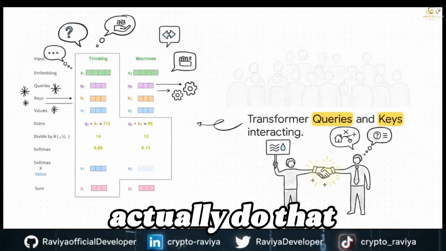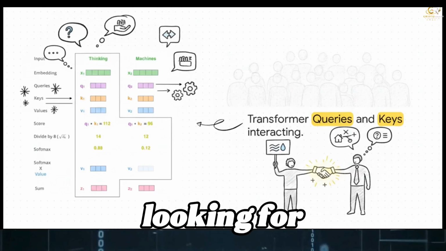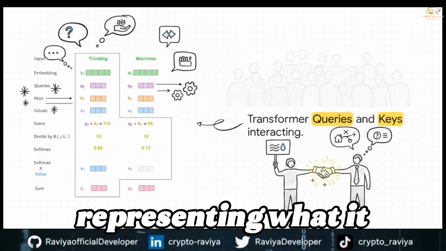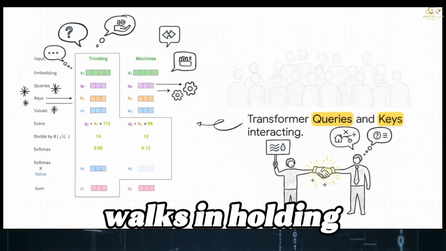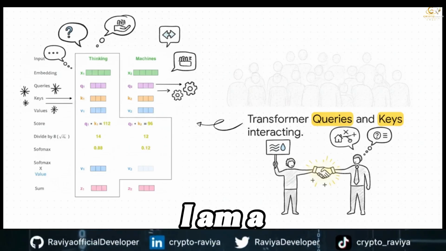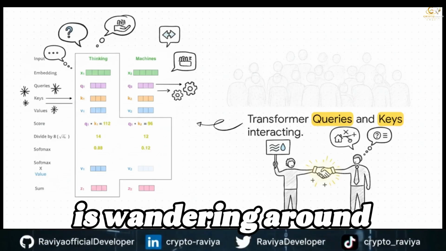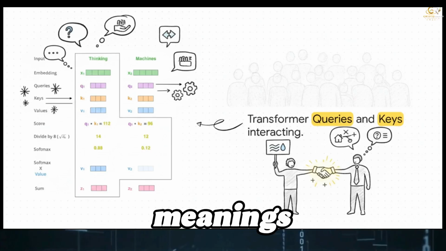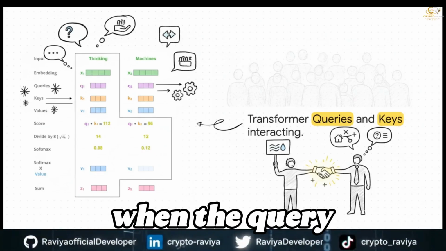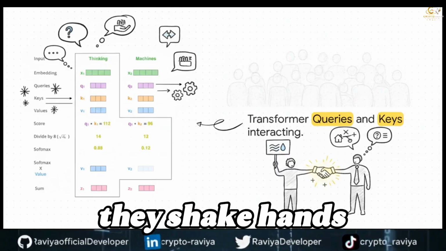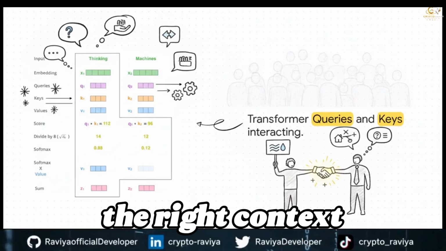How does it actually do that? Well, each token emits a query, representing what it's looking for, and a key representing what it contains. Think of it like a crowded networking event. The word river walks in holding up a sign saying, "Hey, I am a noun related to water." That's its key. Meanwhile, the word bank is wandering around asking, "I have multiple meanings. Is there any water-related context around here?" That's its query. When the query and the key match, boom, they shake hands, create a high mathematical affinity, and the model instantly locks in the right context.